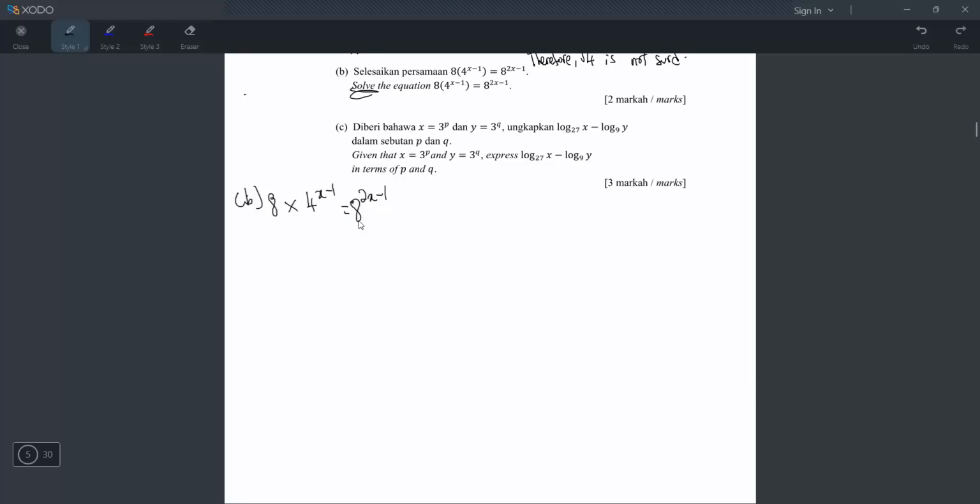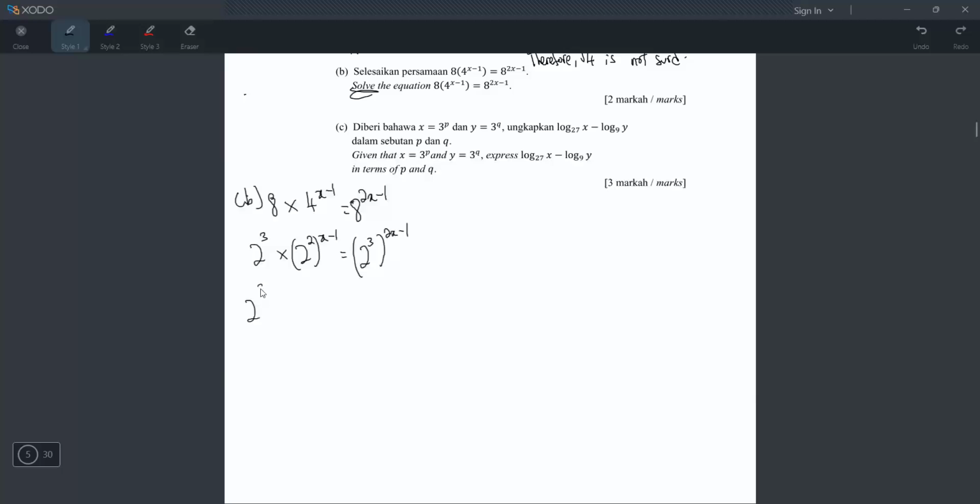So base 8, base 4, base 8. Can I change all of this to same base? The answer is yes, we can change to same base. 8 and 4 can change to base 2. 8 can change to 2 power 3. 4 can change to 2 power 2. But there's still power x minus 1. That's why I have to write bracket, bracket, and then write the power beside. Same thing here, 8 can change to 2 power 3, but we have to write bracket, bracket, because there's still 2x minus 1, we have to write beside.